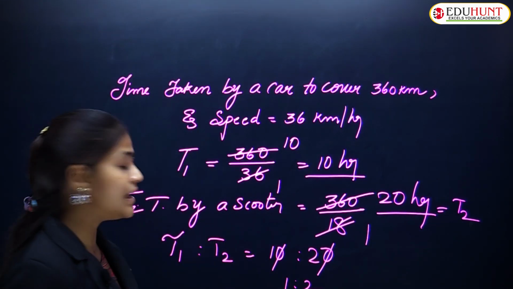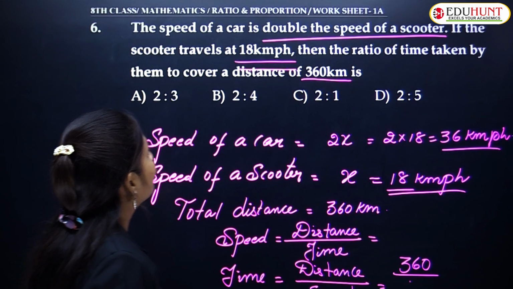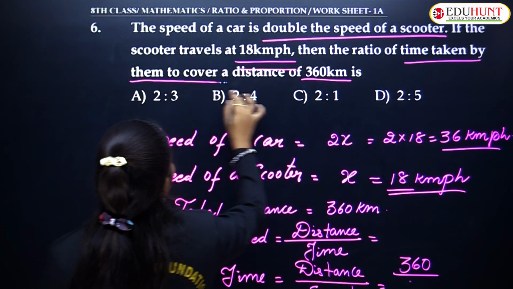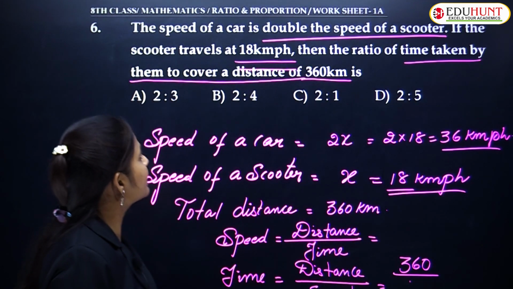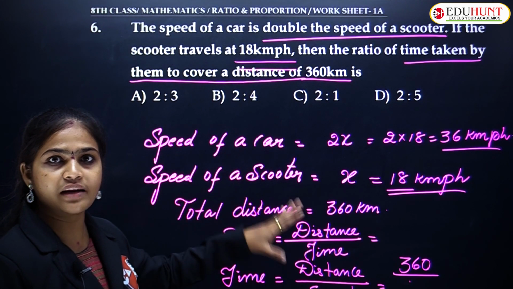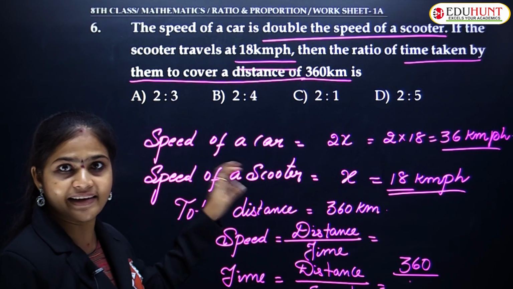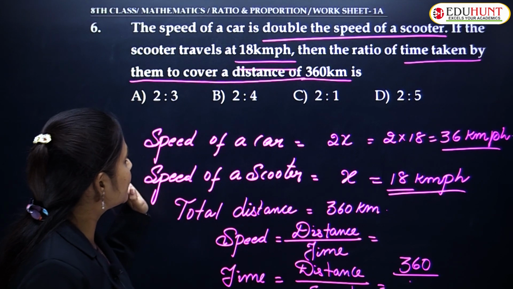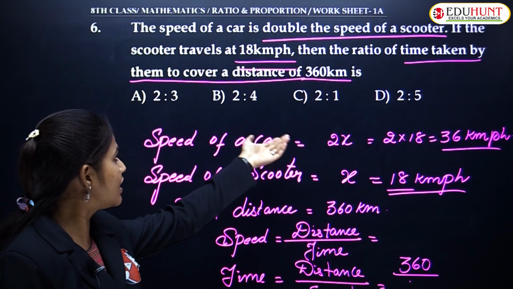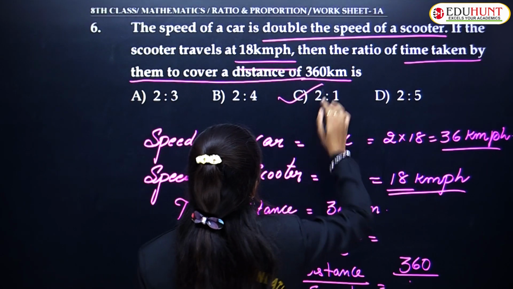But what they asked in that question is to find the ratio of time taken by them to cover a distance. They didn't mention exactly which one comes first, the scooter or the car, so anyway we can take either. In the options, 1:2 is not there, so that's why we have to go for 2:1.